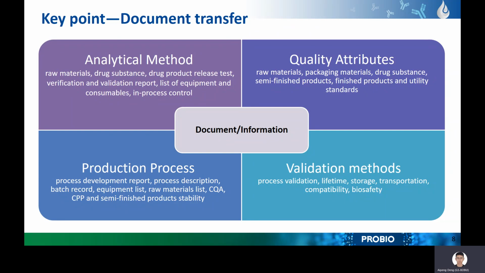Here we conclude some key points to ensure the technology transfer successful. The first point is document or information transfer. It is composed by analytical methods, quality attributes, production process, and validation methods. Systematic document transfer can help receiving unit understand the process, analyze gaps, and as a result, increase transfer success rate.